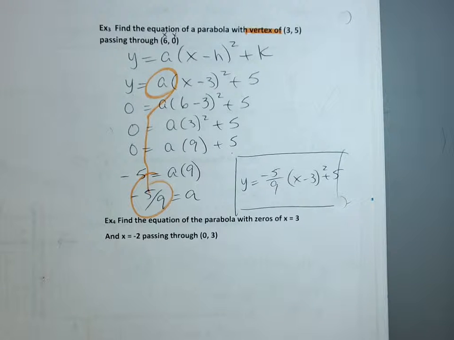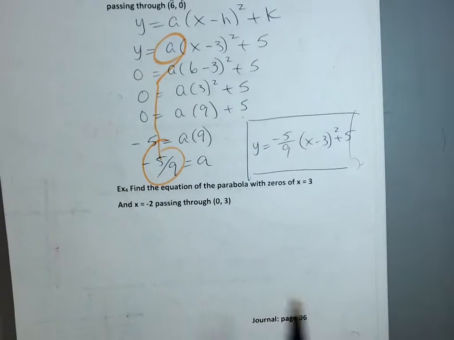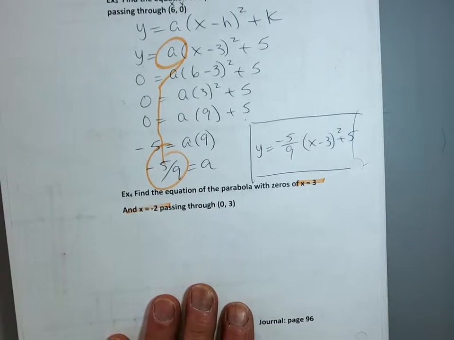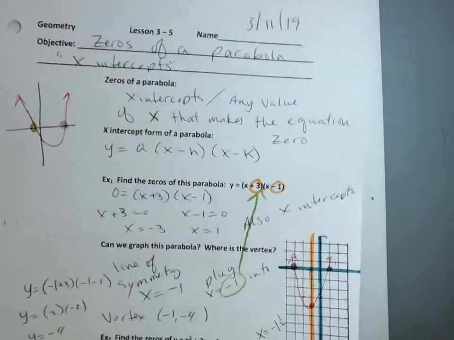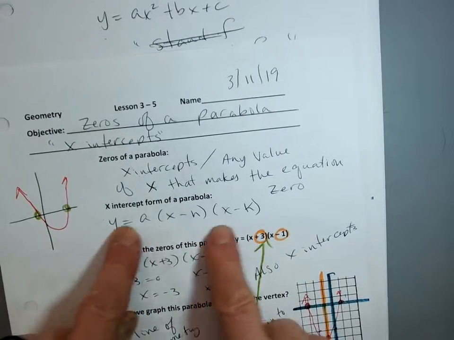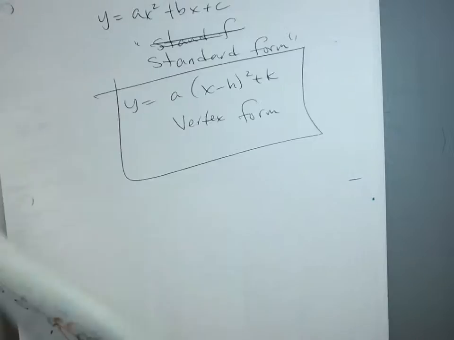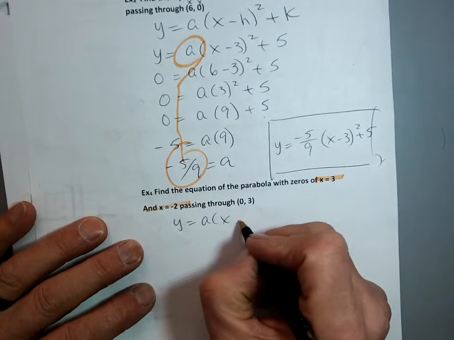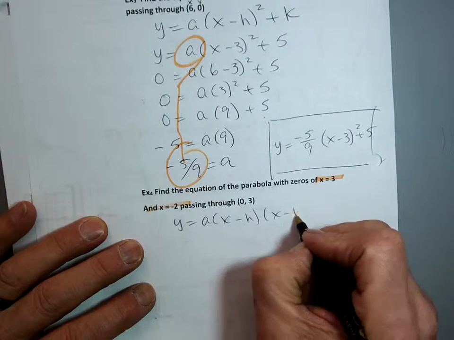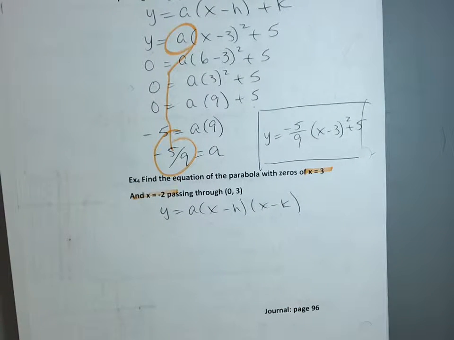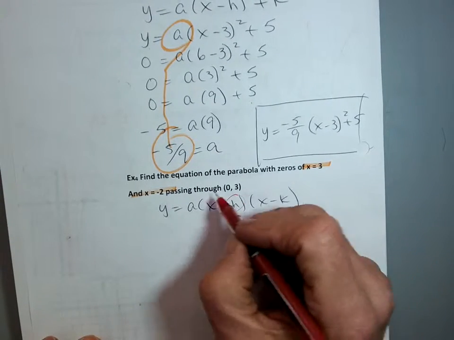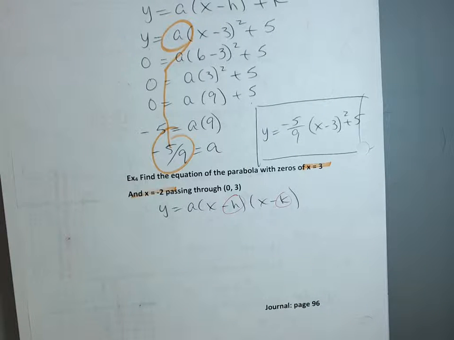Okay, last but not least. You ready? It's got zeros of x equals 3 and x equals negative 2. Okay, we got zeros. So we got 3 equations now. I want to use this equation because it talks about zeros. So let's write that down. I've got y equals some a times x minus h times x minus k. I'm going to put the 3 there and the negative 2 there, and let's figure it out.